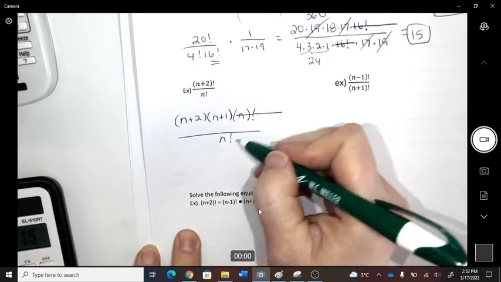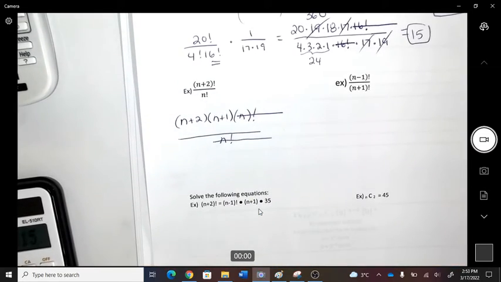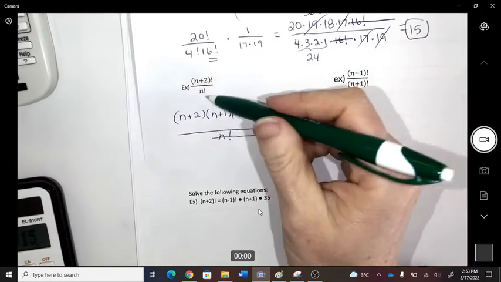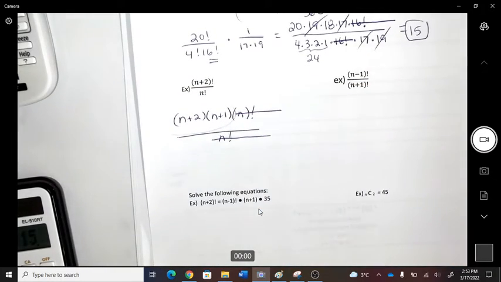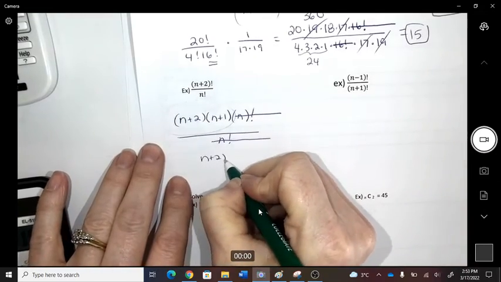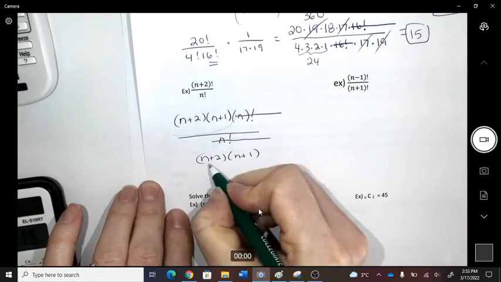Okay, so all of that would just be canceling. Anything and that and lower. So I'm left with this. So I still will have to simplify by FOILing it out.